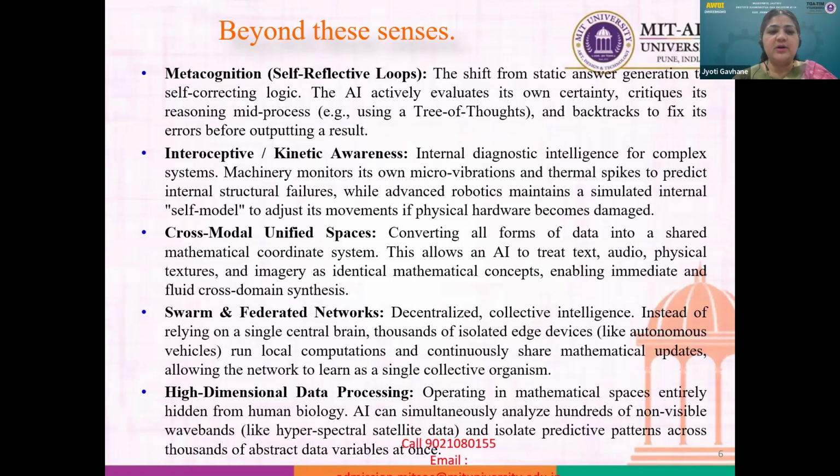The third is cross-modal or unified spaces, converting all forms of data. We know that data is one of the important factors because each and every gadget is generating data. And it is not just the descriptive part. We need to understand the mathematical formulation, how to convert that data into meaningful information. The data includes not only text but also audio, video, texture, and mathematical equations. All those things we need to understand with the help of AI while building the AI system.